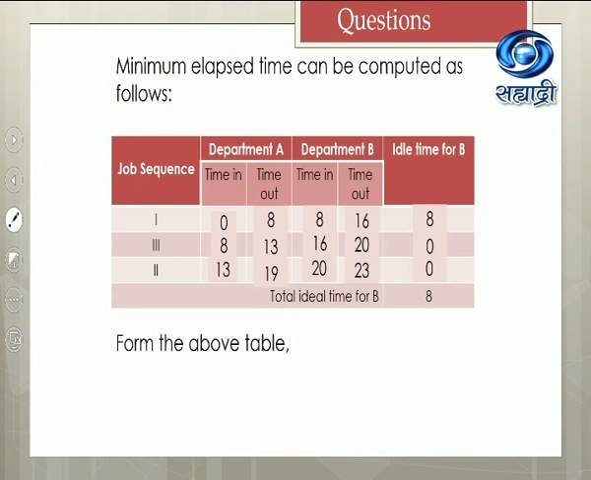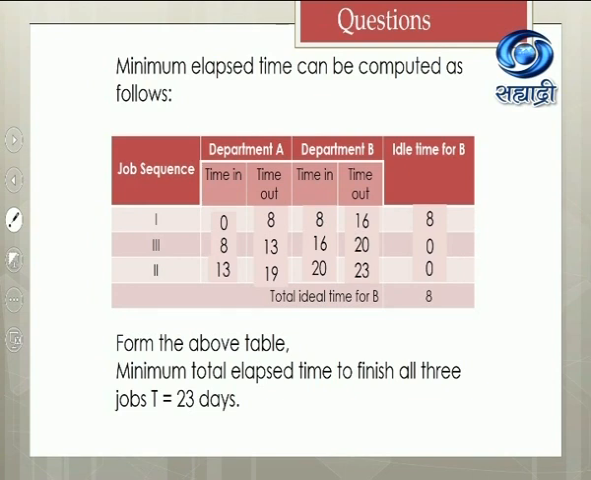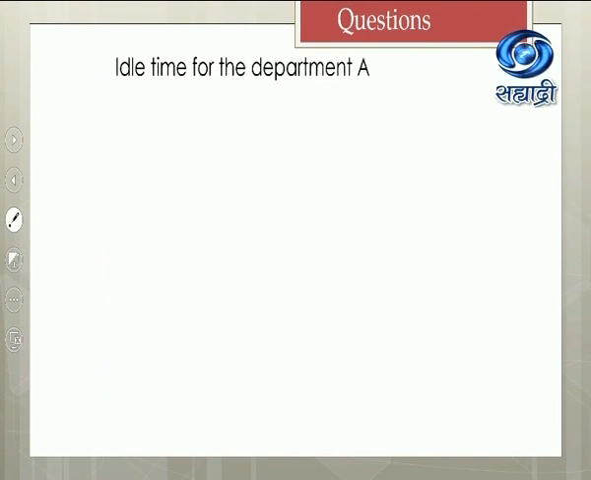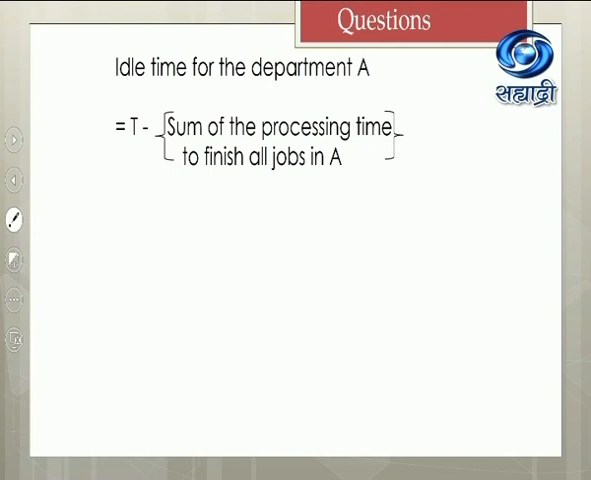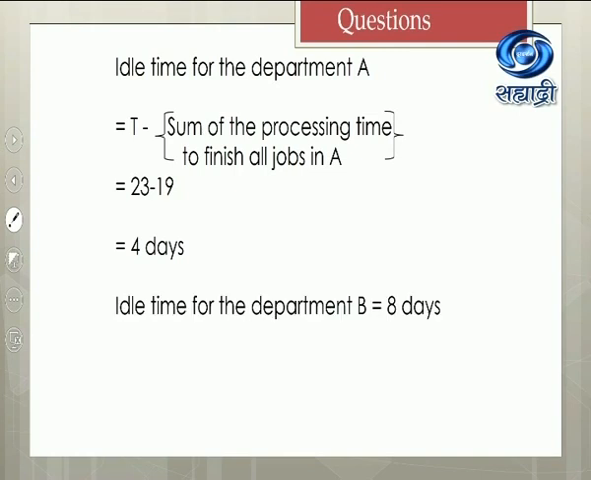Now we will calculate the idle time for A also. Minimum total elapsed time to finish all jobs is 23 days, as you can see over here. The idle time for department A is T minus the sum of processing times to finish all jobs in A. So it is 23 minus 19 equals 4 days. And idle time for department B is 8 days. So writing all this is very important, because it carries a mark for each and every step that you write.